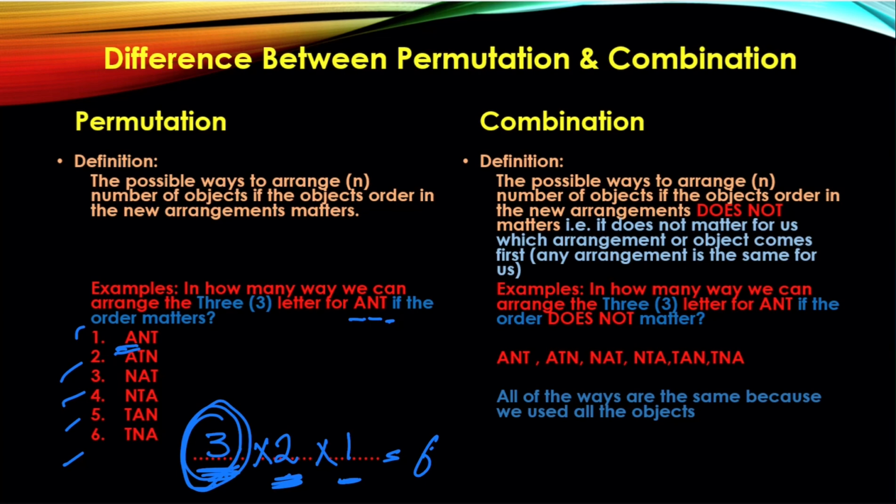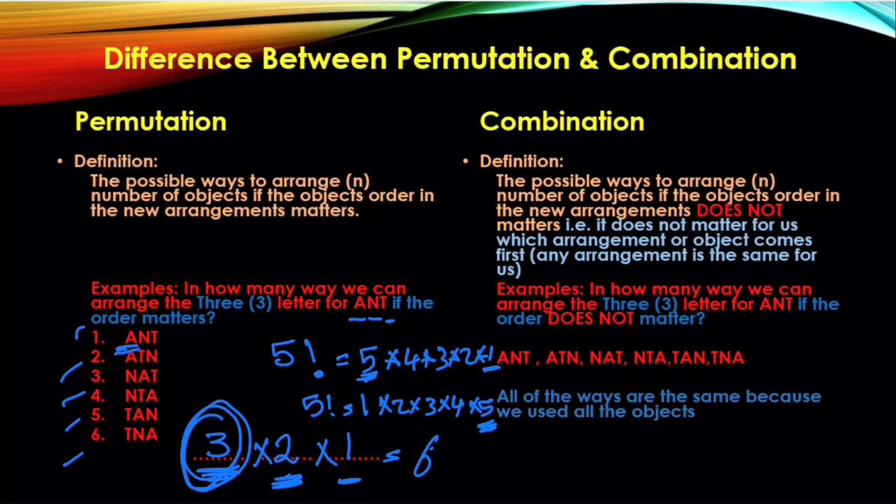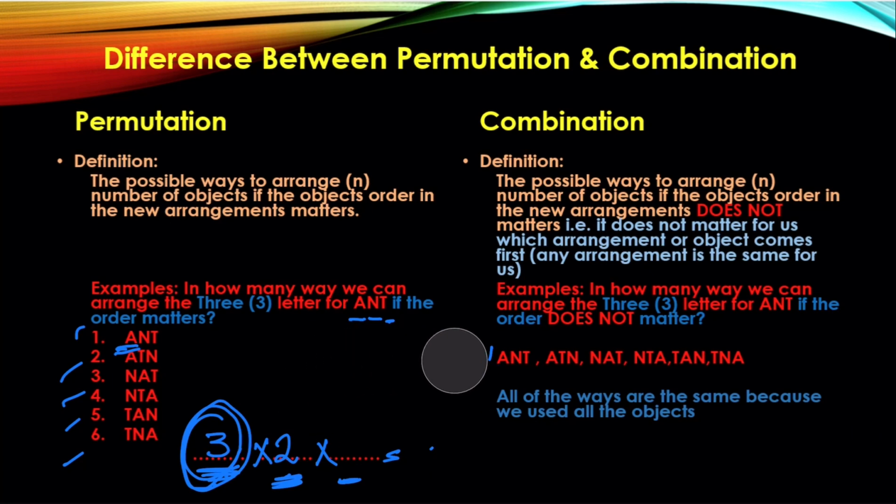For example, 5 factorial is 5 times 4 times 3 times 2 times 1. Sometimes they write 5 factorial starting with 1 times 2 times 3 times 4 times 5 until they reach 5, or start from 5 until they reach 1. Anyway, both are the same and give the same result. Okay.